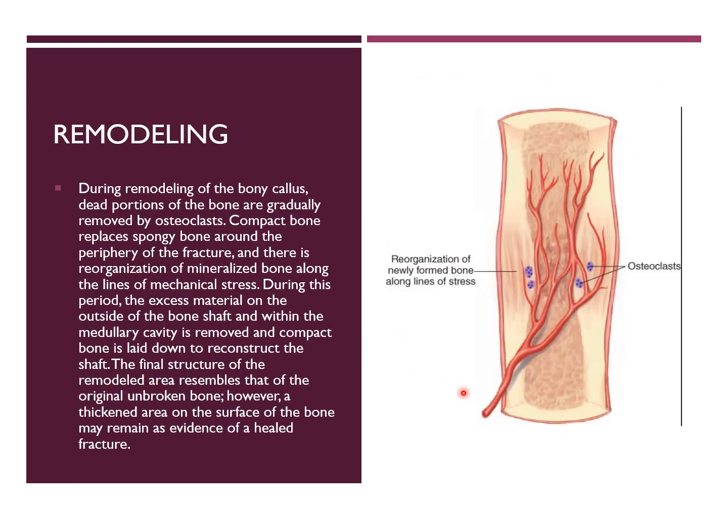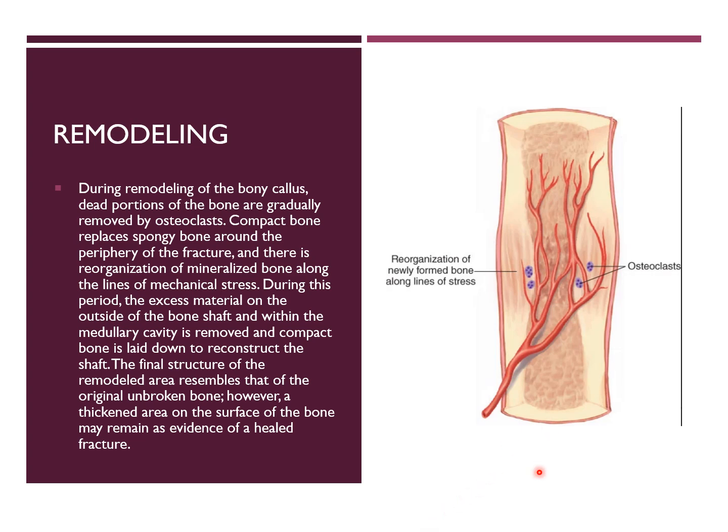And the final stage is the remodeling phase. So during remodeling of the bony callus, dead portions of the bone are removed by osteoclasts. So those are our cells that break down bone. Compact bone replaces that spongy bone, first around the periphery of the fracture. And then there's reorganization of mineralized bone along the lines of mechanical stress.